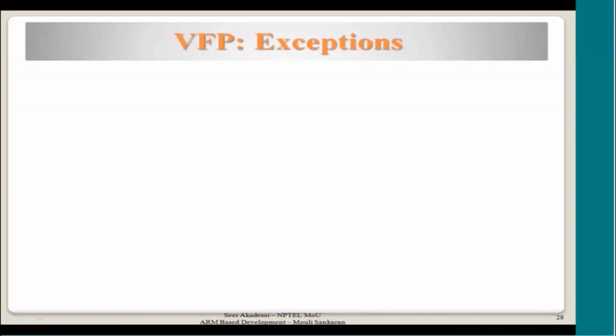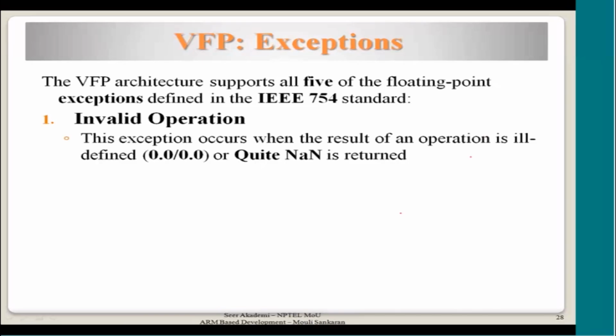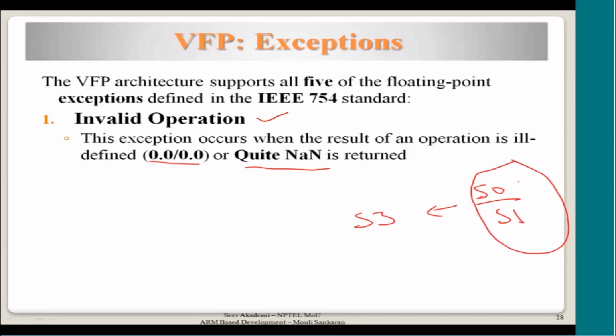Now, I touched upon exceptions earlier. Let me give you an overview. Invalid operation is an exception which happens when you do this kind of operation: 0 by 0 may generate a not a number, and the result will be put as a NaN. Suppose you are dividing S0 by S1 and you want to write the value into S3, a single precision register. If S0 had a plus 0 and S1 also had a plus 0, you are dividing 0 by 0, which is not a valid condition.